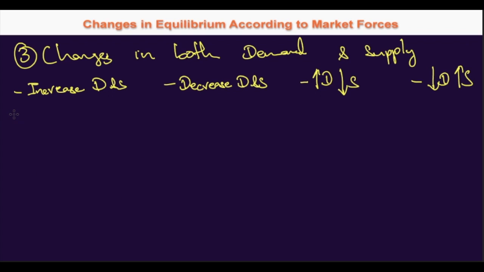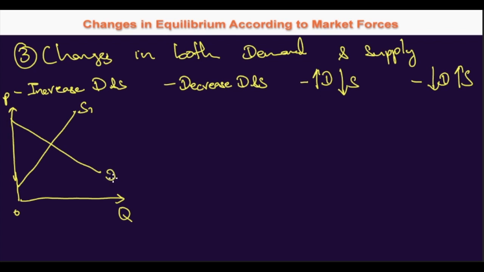It's very simple, as we have explained in the previous video. You have to see the demand and supply curves to find the market equilibrium and make the changes accordingly. So this would be price, quantity and zero, S1, D1. Here it's going to be an increase in both demand and supply.